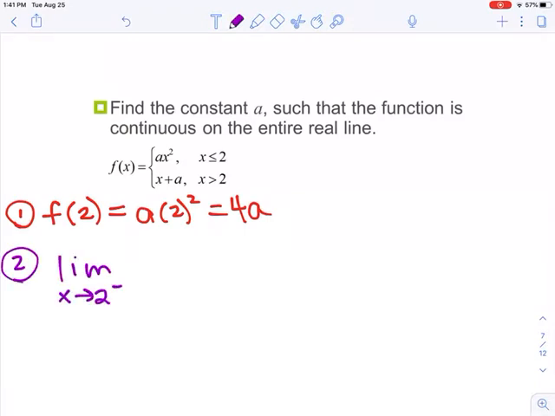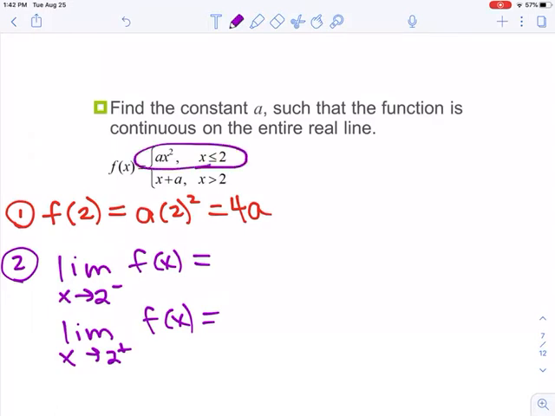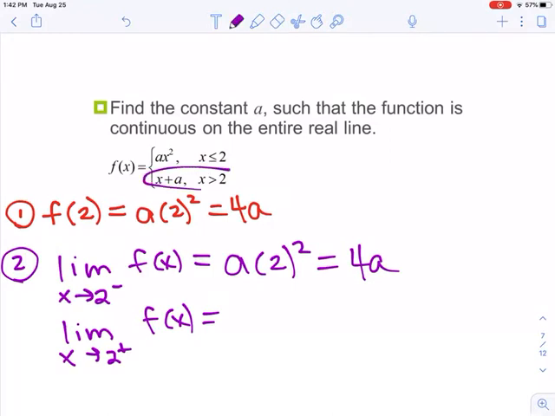Stipulation number 2, the limit needs to exist. So we need to look at the limit as x approaches 2 from the left and the limit as x approaches 2 from the right, and those are going to need to be the same. So the limit from the left is going to be this piece right here. So we're going to use direct substitution with this piece to get 4a. The limit from the right is going to be this piece right here.